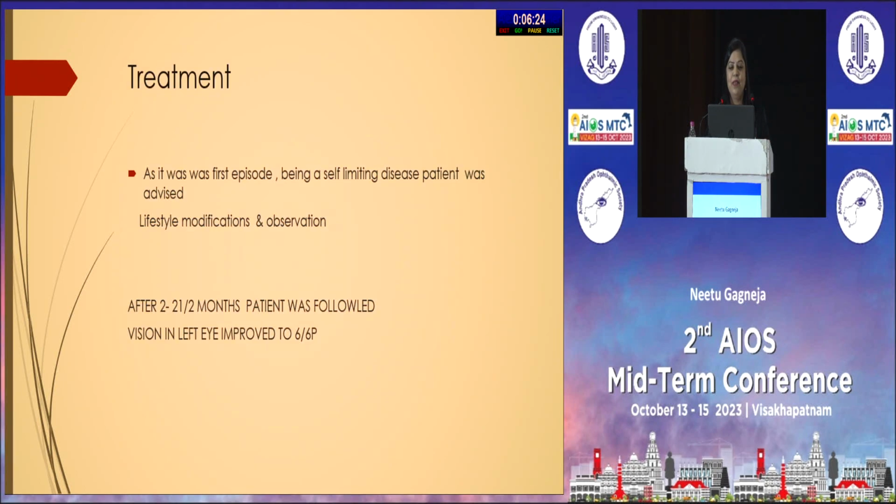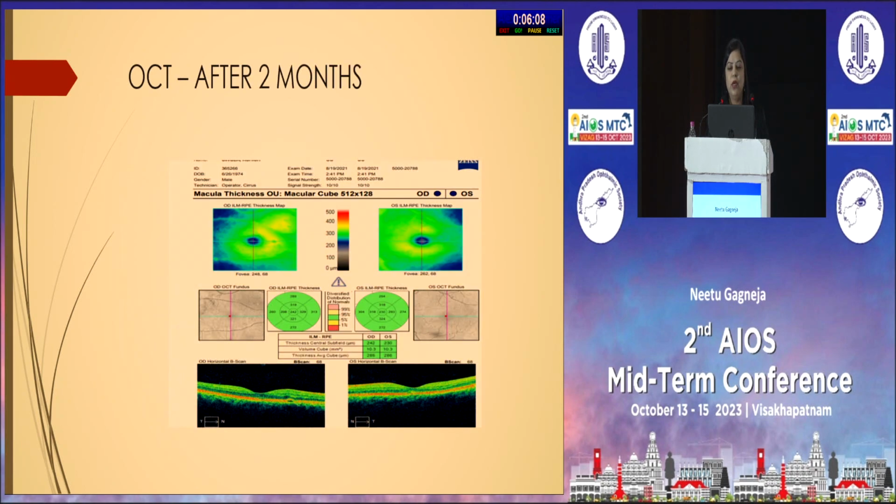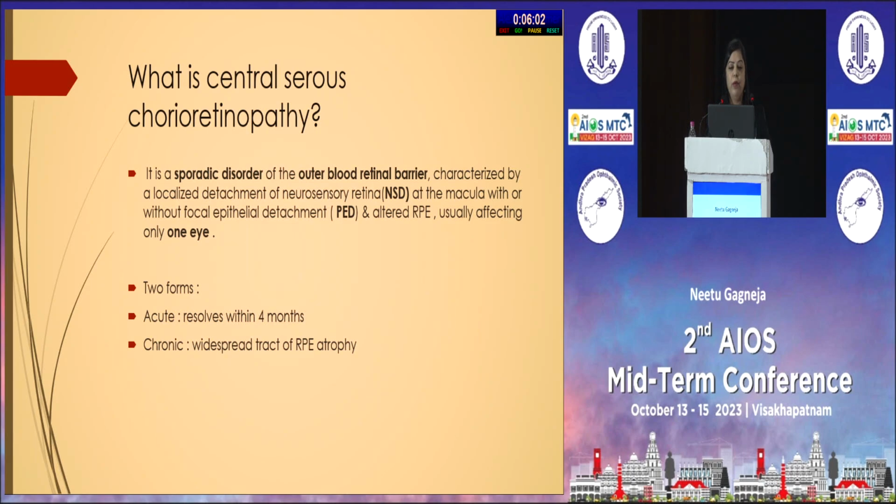As far as the treatment is concerned, as it was a first episode and a self-limiting disease, the patient was advised lifestyle modification and observation. After 2 to 2.5 months, the patient was followed up. The vision in the left eye improved to 6/6. This is the OCT of the same patient after 2 months. It has resolved.